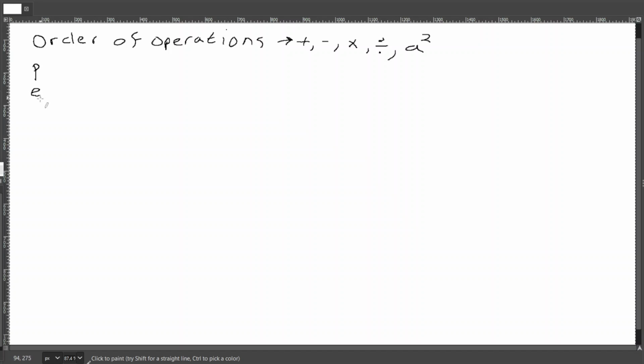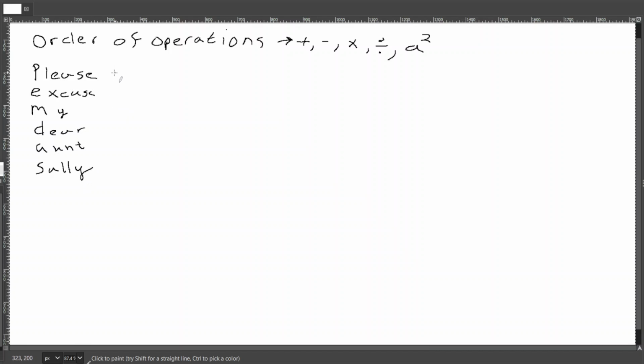So, anyways, the easiest way to remember this, some people call it PEMDAS, right? PEMDAS. But there's another way to remember it. I remember it as: please excuse my dear Aunt Sally.